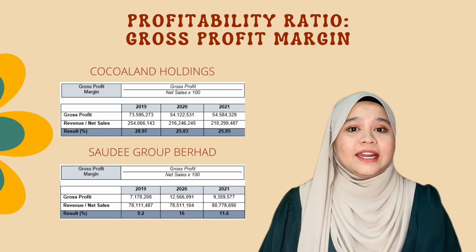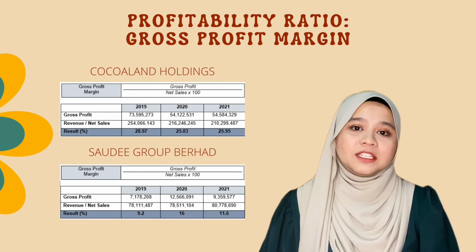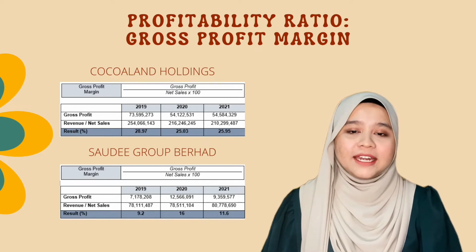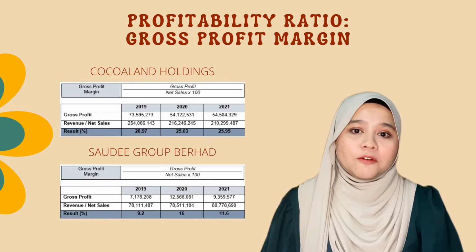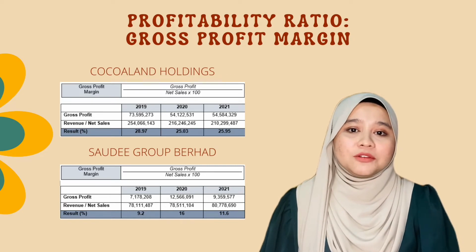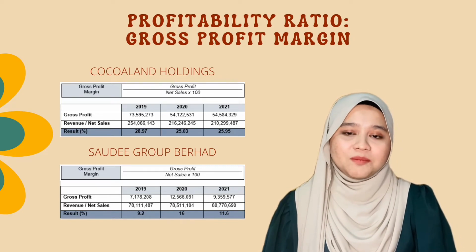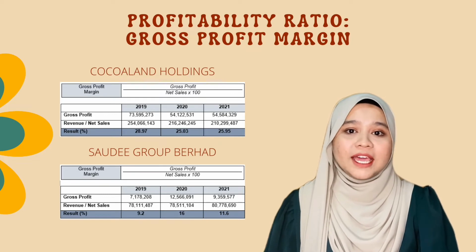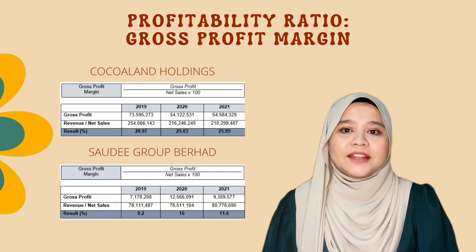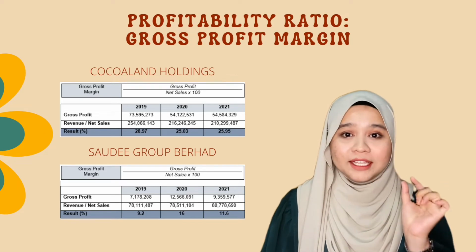So, the last trend analysis I make for these companies is the profitability ratio. In this ratio, I chose to calculate the gross profit margin and the net profit margin for both companies. For Coqualand Holdings, the gross margin in 2019 is 28.97%, and for the years 2020 and 2021, its ratios are 25.03% and increased a little to 25.95%.